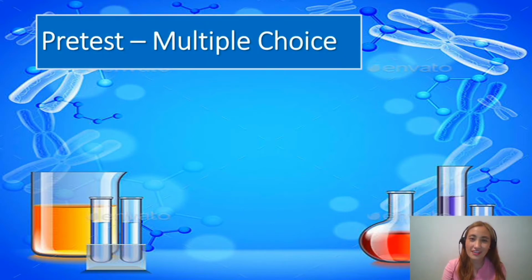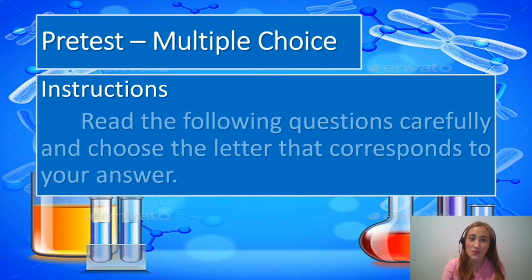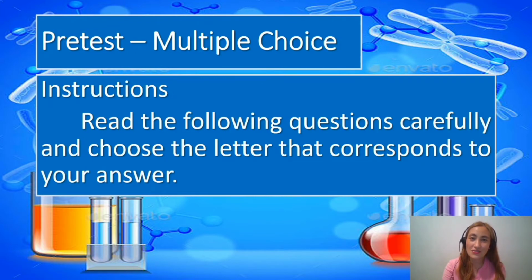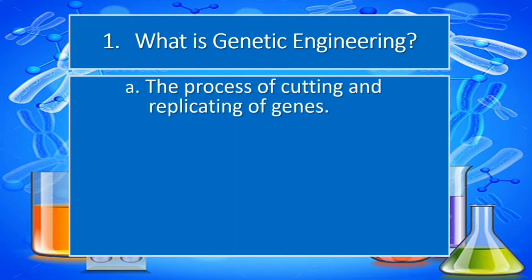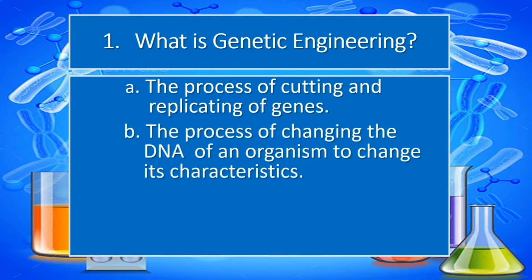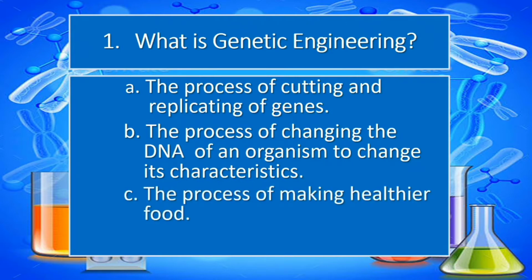At this point, let us assess what you know about our lesson. So answer the following questions. Ready? What is genetic engineering? A. The process of cutting and replicating of genes. B. The process of changing the DNA of an organism to change its characteristics. C. The process of making healthier food. Or D. None of the above.